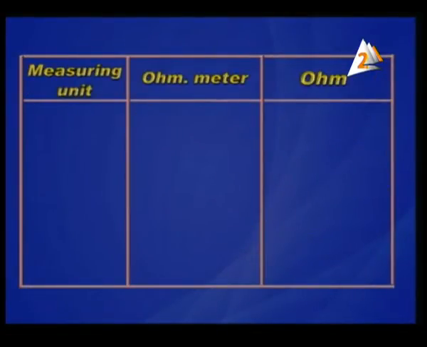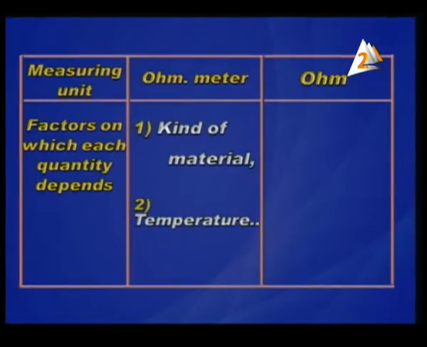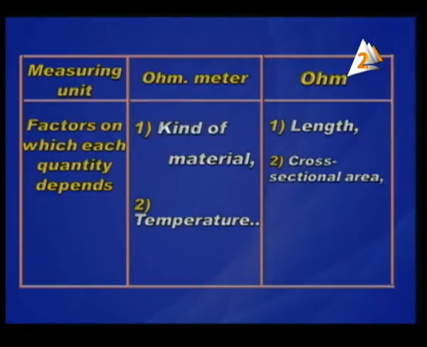Second point of difference is the measuring unit. The measuring unit of specific resistance is ohm meter, and the unit of resistance is ohm. And third point of difference, what about the factors affecting each one of them? Factors affecting the resistivity are two factors only, kind of material and temperature. But factors affecting resistance are four factors: length, cross-sectional area, kind of material, and temperature.